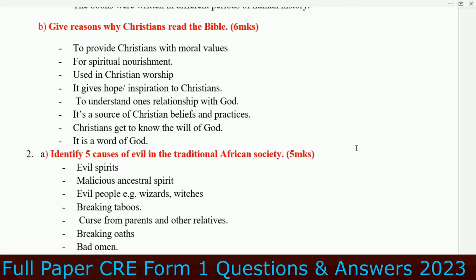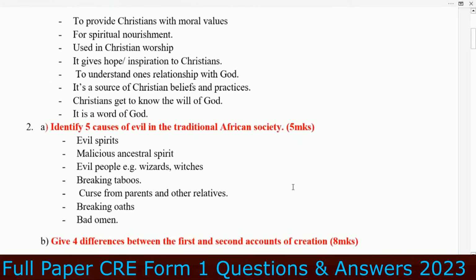Next, to understand one's relationship with God. Next, it is a source of Christian belief and practices. Next, Christians get to know the will of God. Next, it is the word of God.